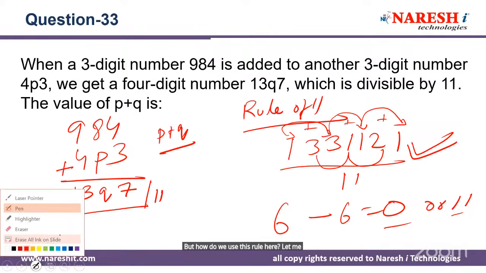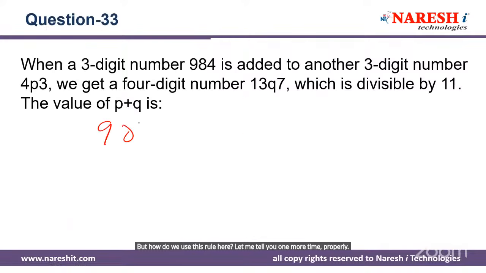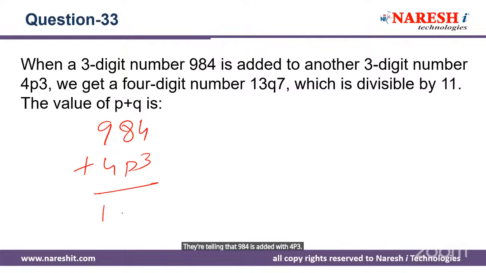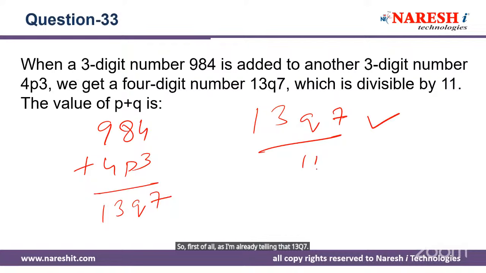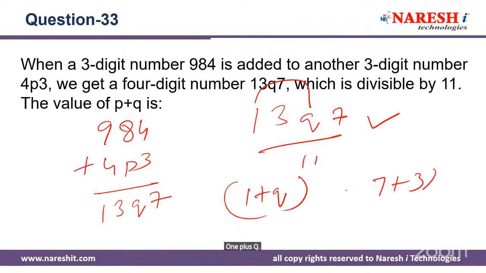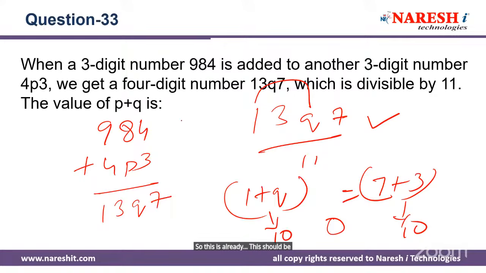Now, but how do we use this rule here? Let me tell you one more time properly. They're telling that 984 added with 4P3 will give you 13Q7. As they're already telling that 13Q7 is divisible by 11, it is only possible when I add alternate numbers, 1 plus Q and 7 plus 3, both should equal. Then only the difference will be 0. So if this is 10, this should be 10. If this is 10, 100% Q should be 9.